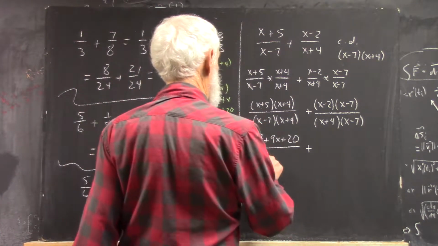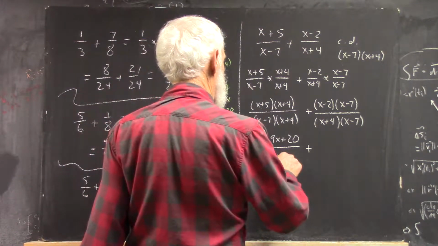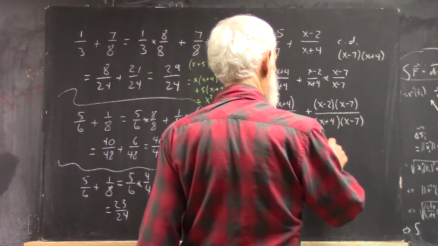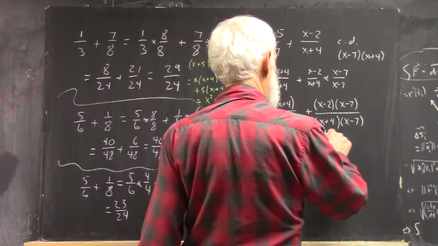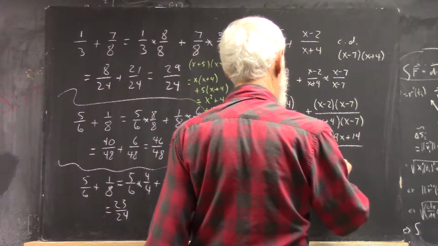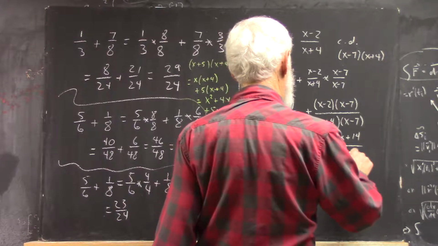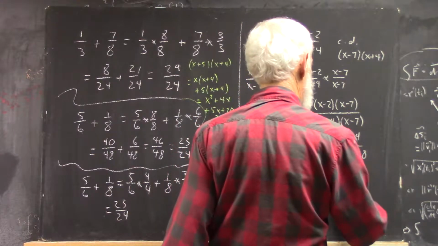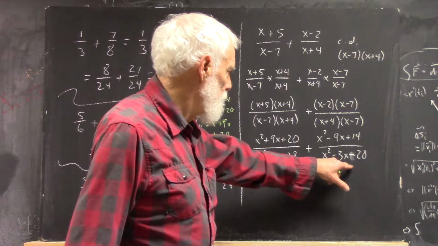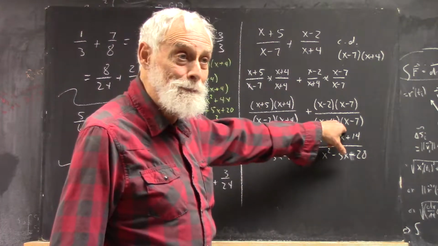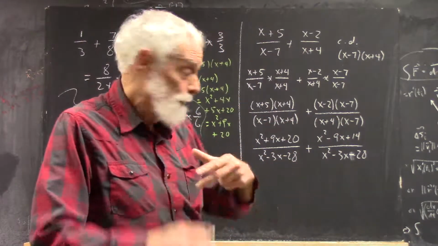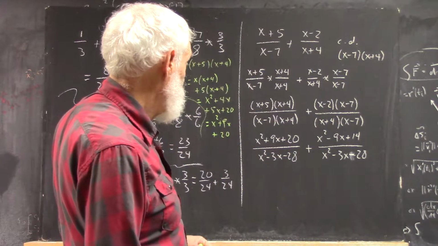Okay, down here we get x squared minus 3x minus 28. Over here we get x squared minus 9x plus 14 over x squared minus 3x plus 28 minus 28. Okay? And of course this had better match this because this matches this, right? If you get two different things, then you got to go back, maybe refigure a little bit. Okay?